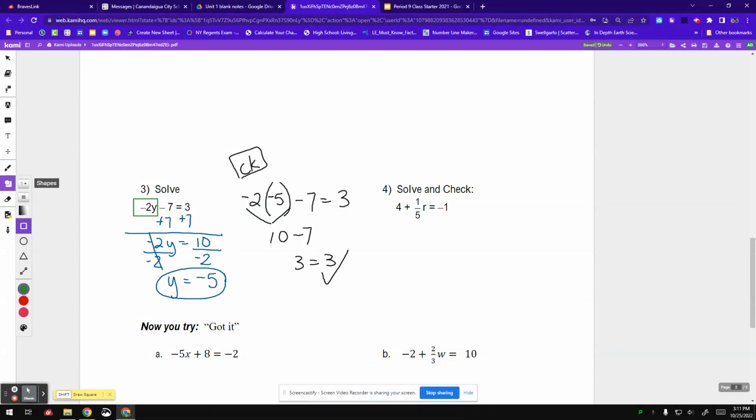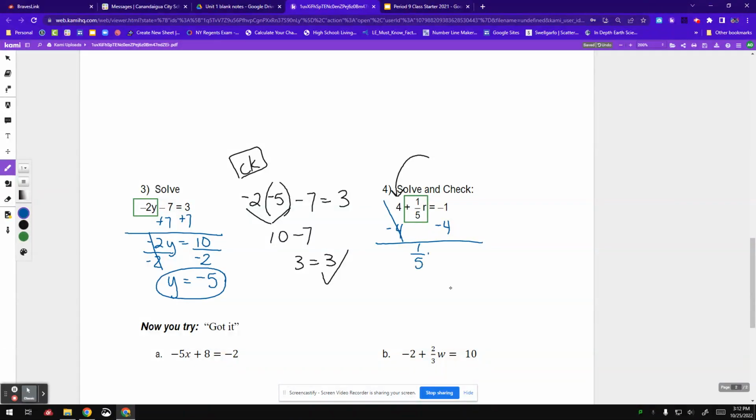Okay. Notice where your variable is. It's over here this time. That's okay. I'm just going to get rid of what's happening to the variable, which is a positive 4. There's no sign in front of it, but if there's no sign, we assume it's positive. So we're going to subtract 4 from both sides. That's a bit of a trick that kids struggle with. 4 and negative 4 make 0, so I'm left with 1/5 r equals negative 5.